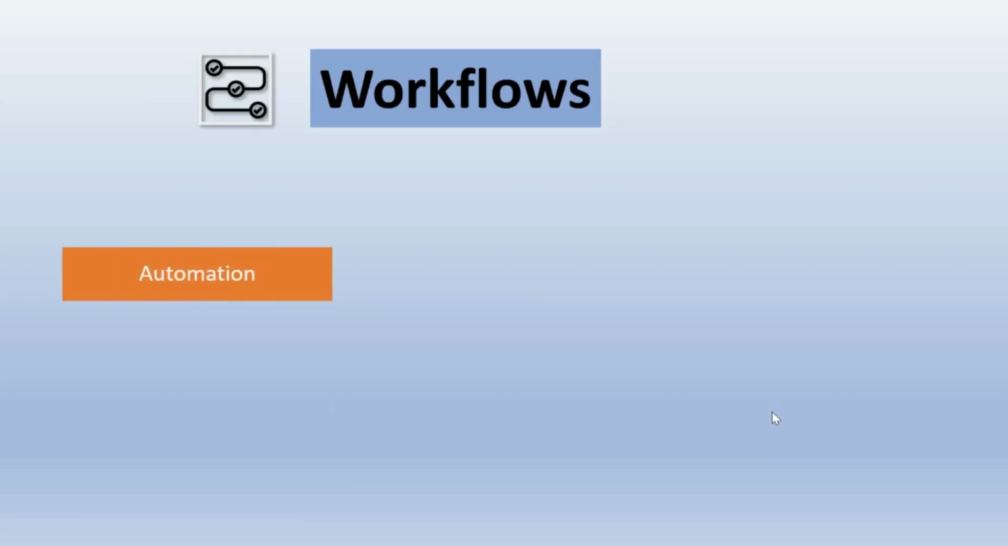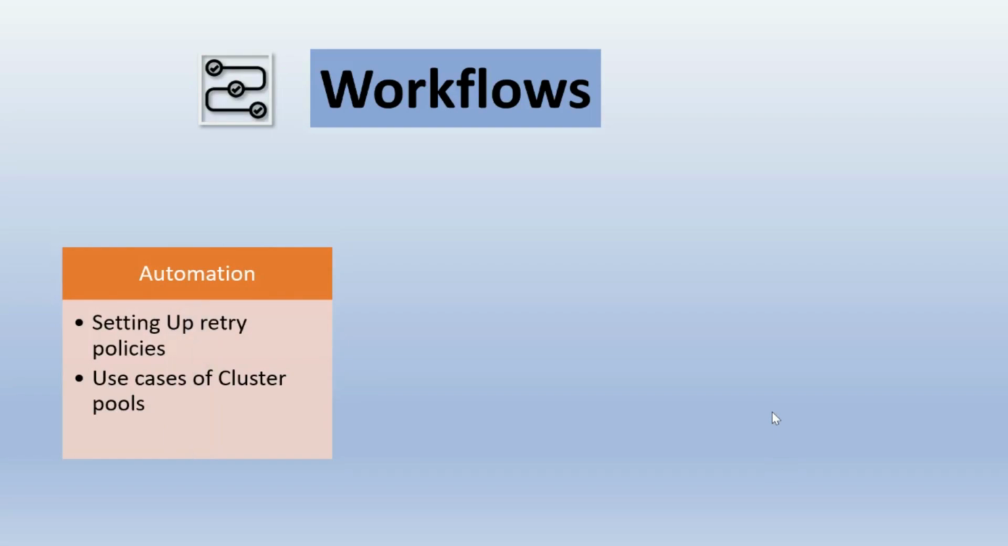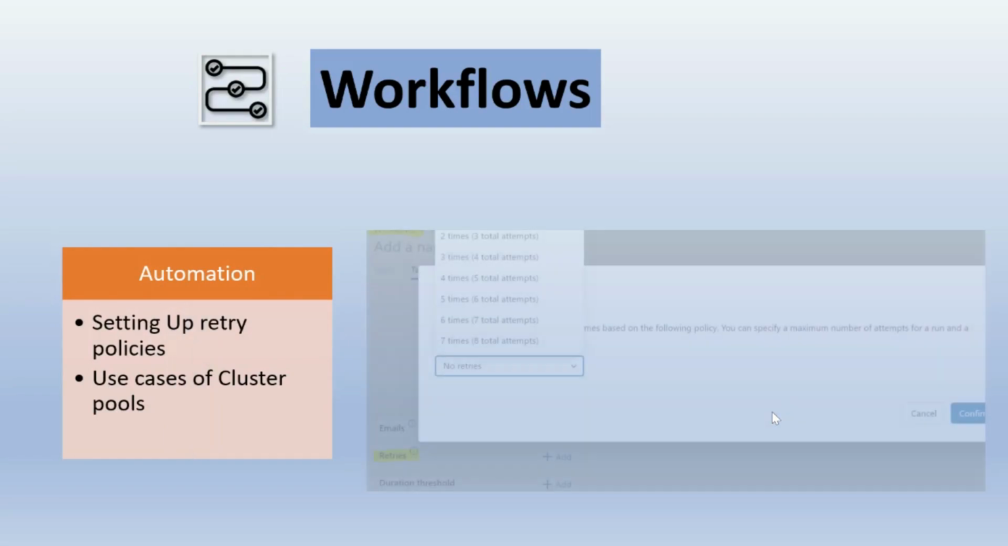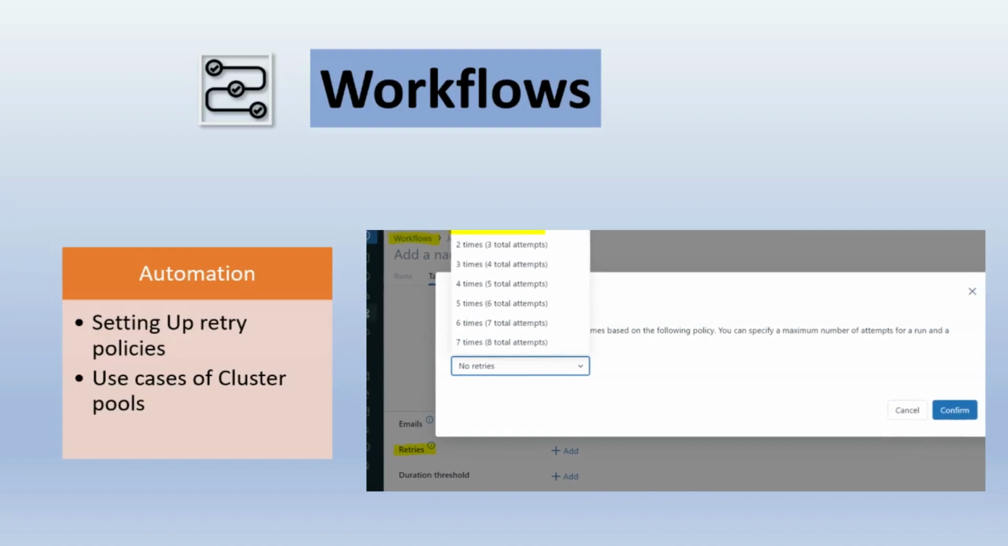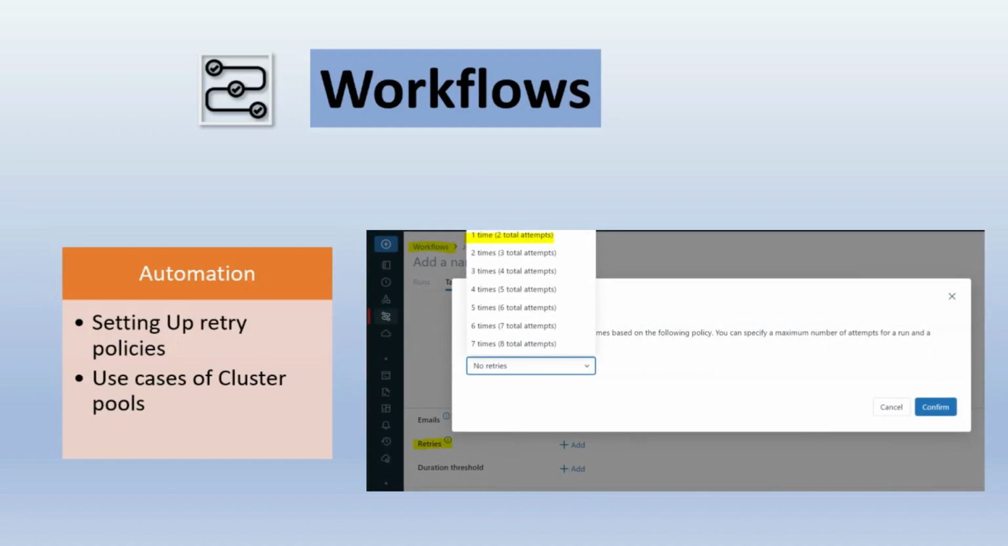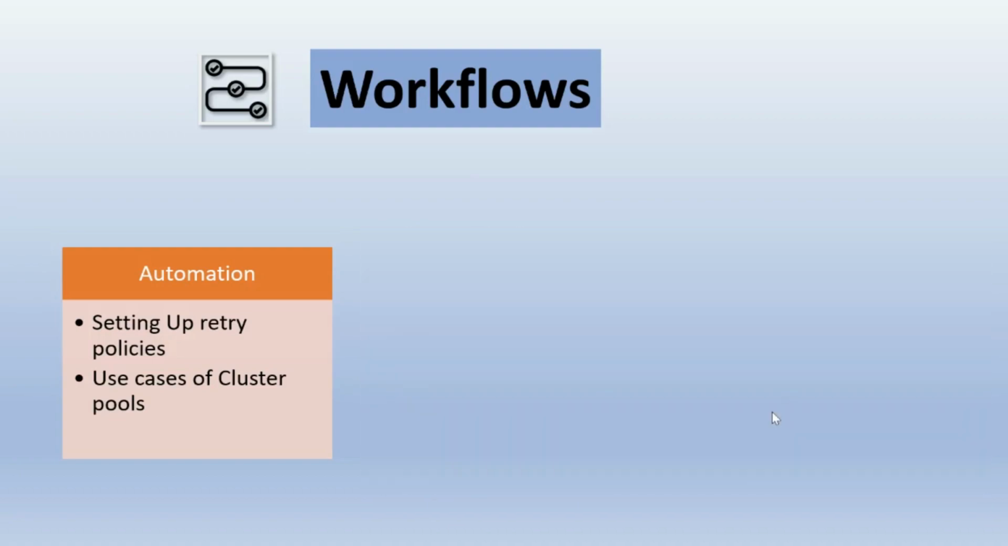So let's concentrate on the workflows. In the workflows, you can set up a retry policy. Let's say the workflow fails, then you can set a retry policy for it to automate it. And then you can also use cluster pools, right? So that it doesn't waste your time in triggering and spinning up the cluster.